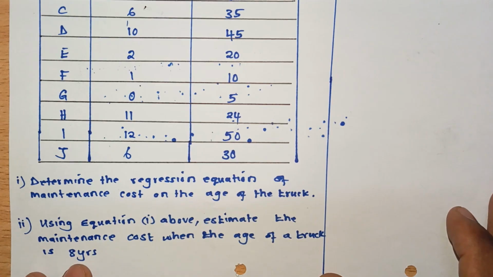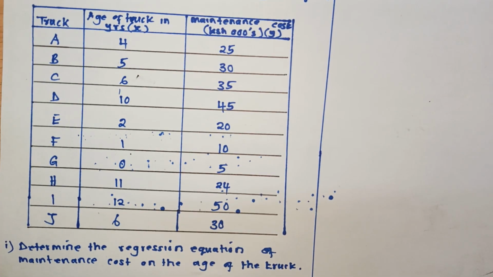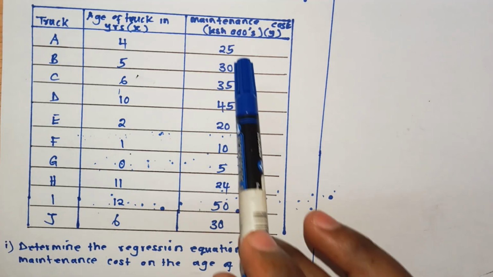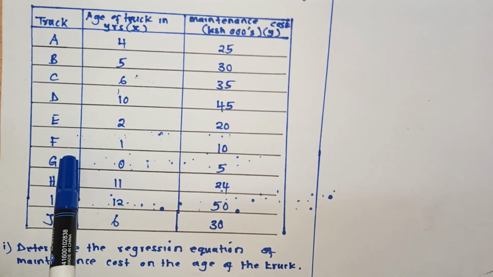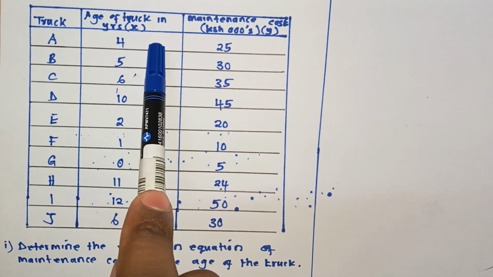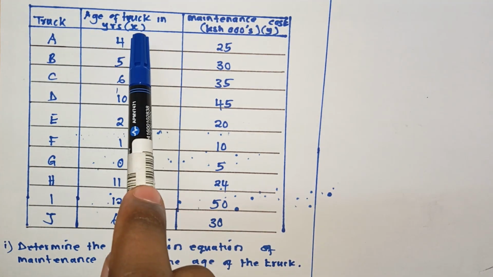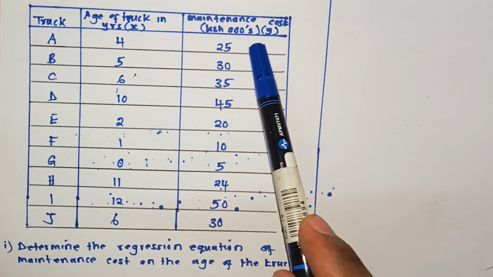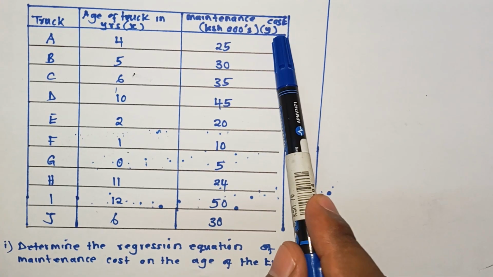So let us start with part A. We are asked to determine the regression equation of maintenance cost on the age of the truck. In our table you can easily see that we have 3 columns. The first column is the truck column. The second column is our X column, which is represented by the age of truck in years, whereas the third column is for maintenance cost in thousands of shillings, which is our Y column.